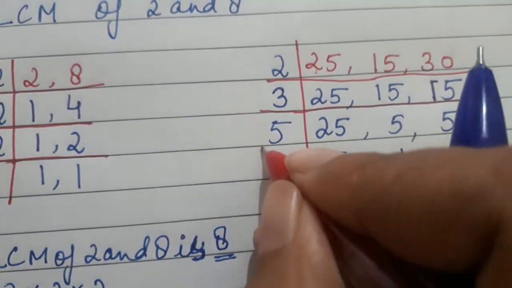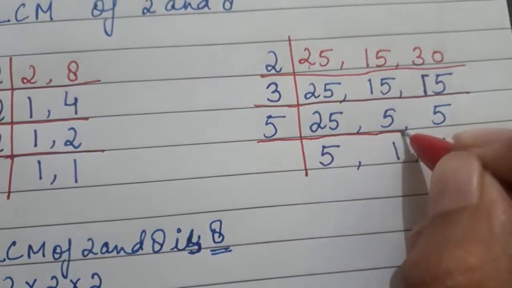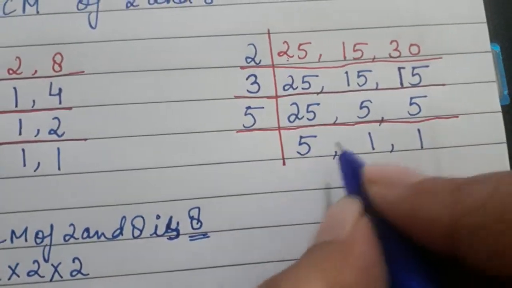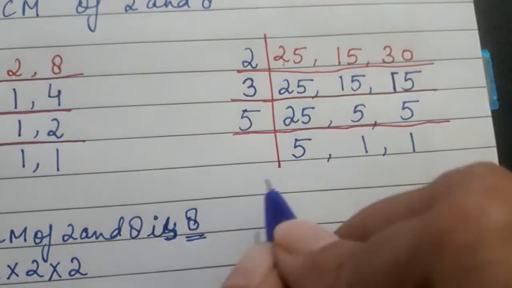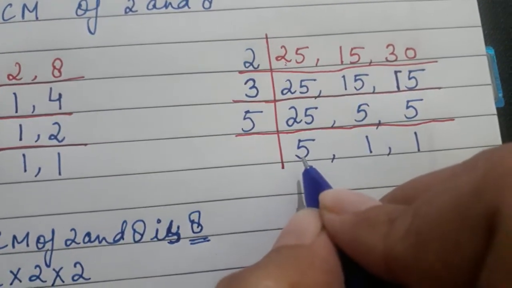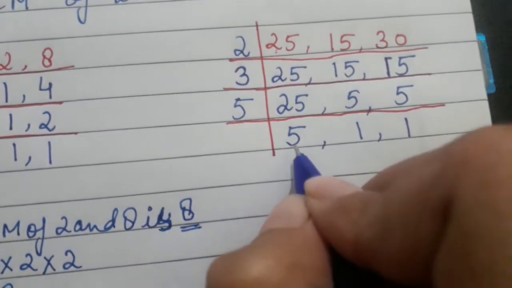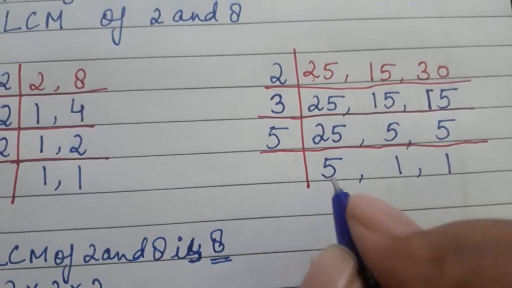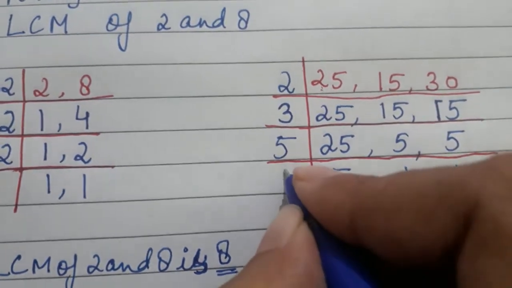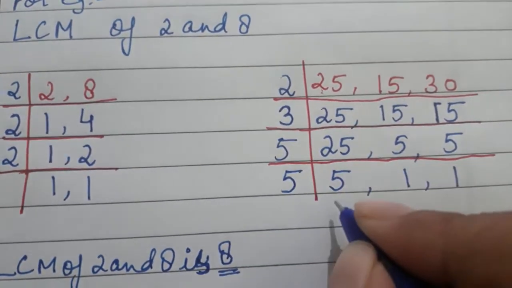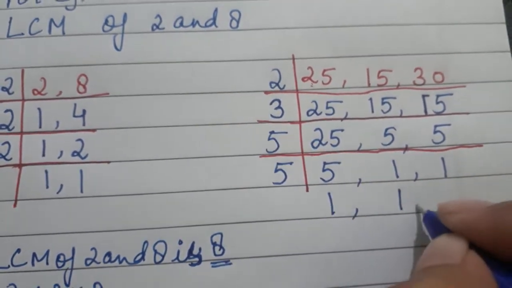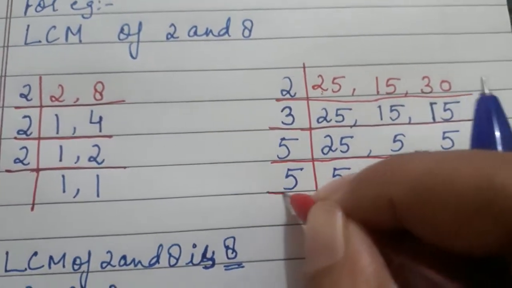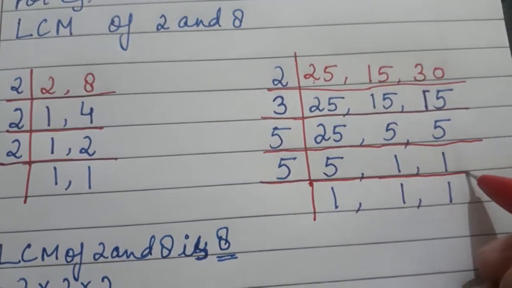Now again I will draw this line here. Children, please don't judge me, I don't have a scale right now. So now we have 2 ones, we just need one more. We have got 5 here, and we know this 5 is a prime number. Prime numbers are divisible either by themselves or by 1. So I will write 5 here, and 5 1s are 5, 5 1s are 5, and 1 is brought down as it is, because it has been done. So that's it, we got the LCM.